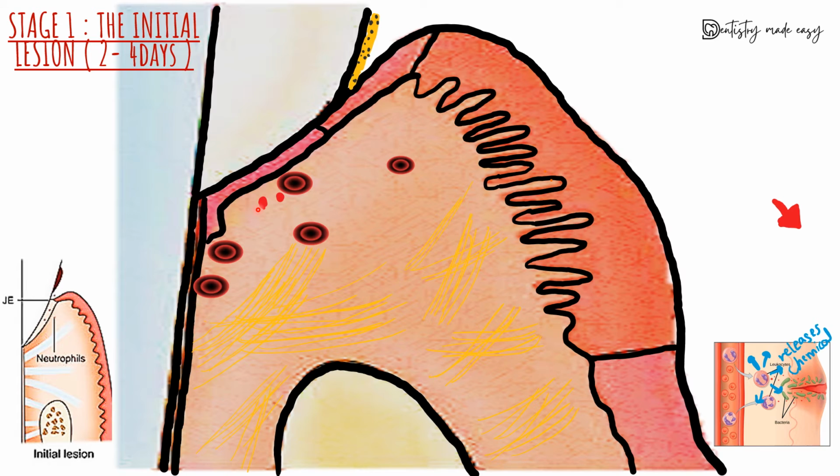Now the bacteria which are present in plaque have the capability of stimulating certain products known as collagenase, protease, and endotoxins, and they are capable of damaging the connective tissue and the epithelial cells.